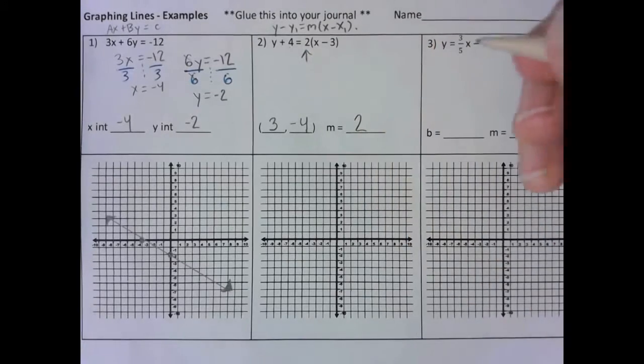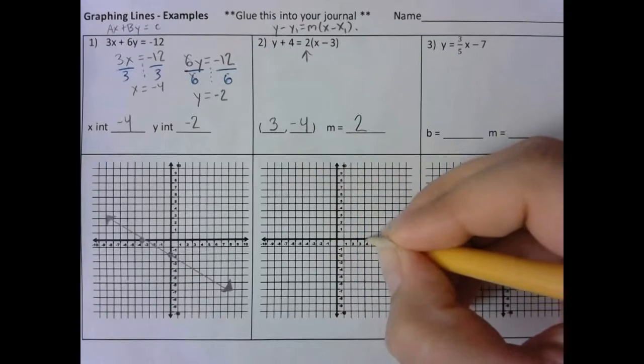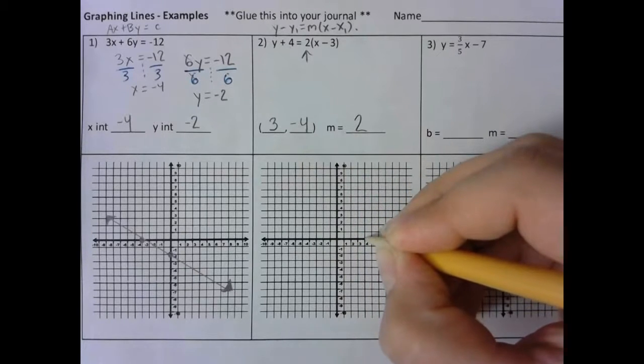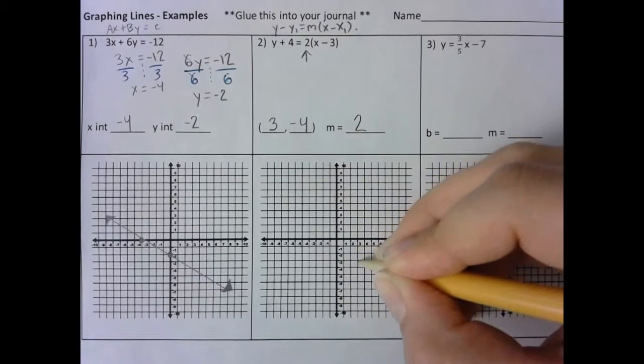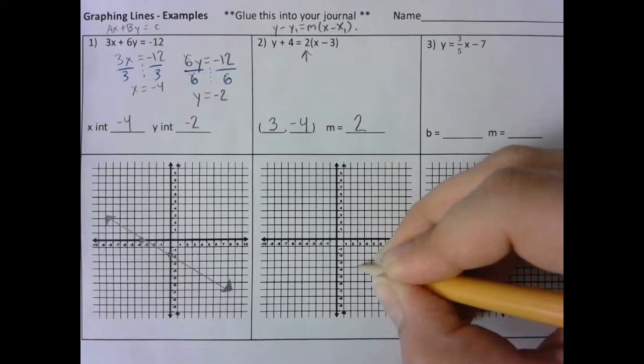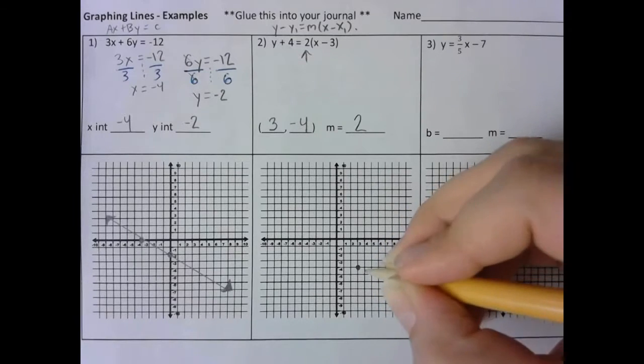Slope is 2. So step 1, we plot the point we're given. We go over 3 from the origin and down 4, which, this is so tiny it is hard for my old eyes to see. Why did I make this so small? Okay, I hope I put that in the right spot. Y'all will have to double check me.